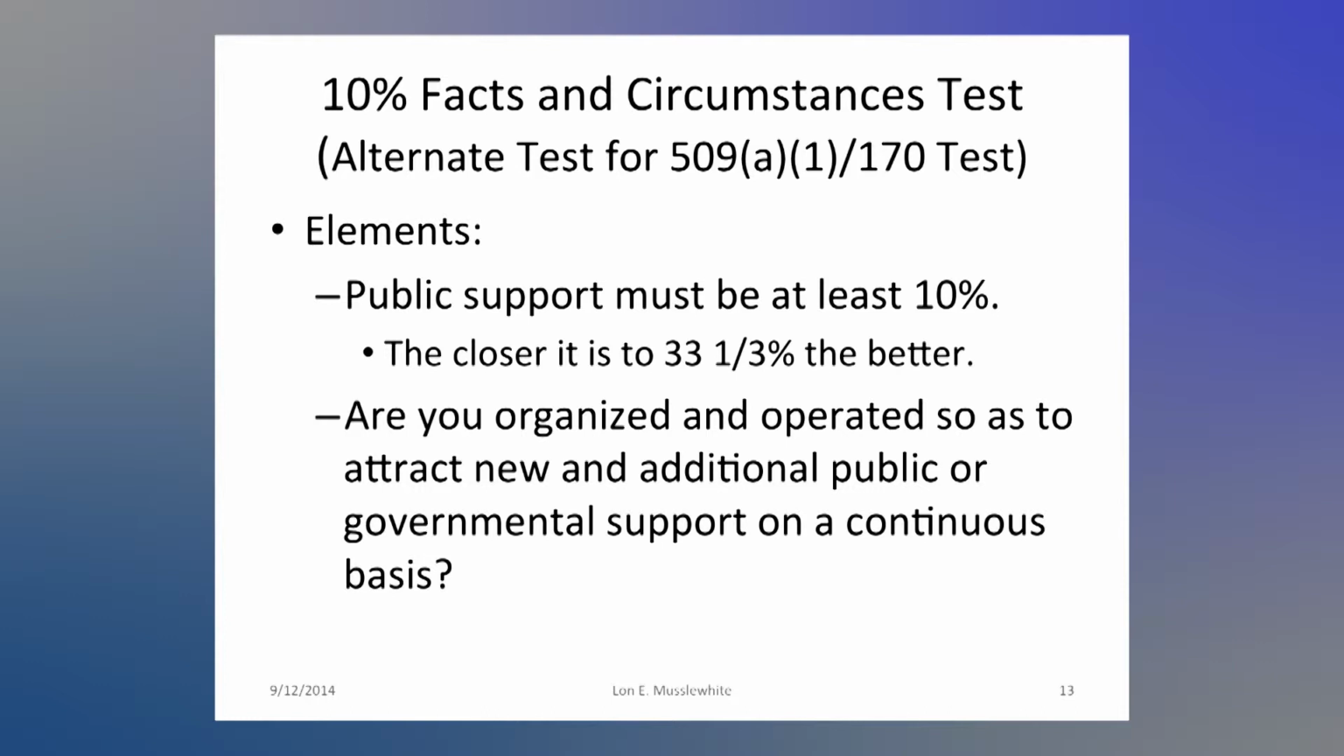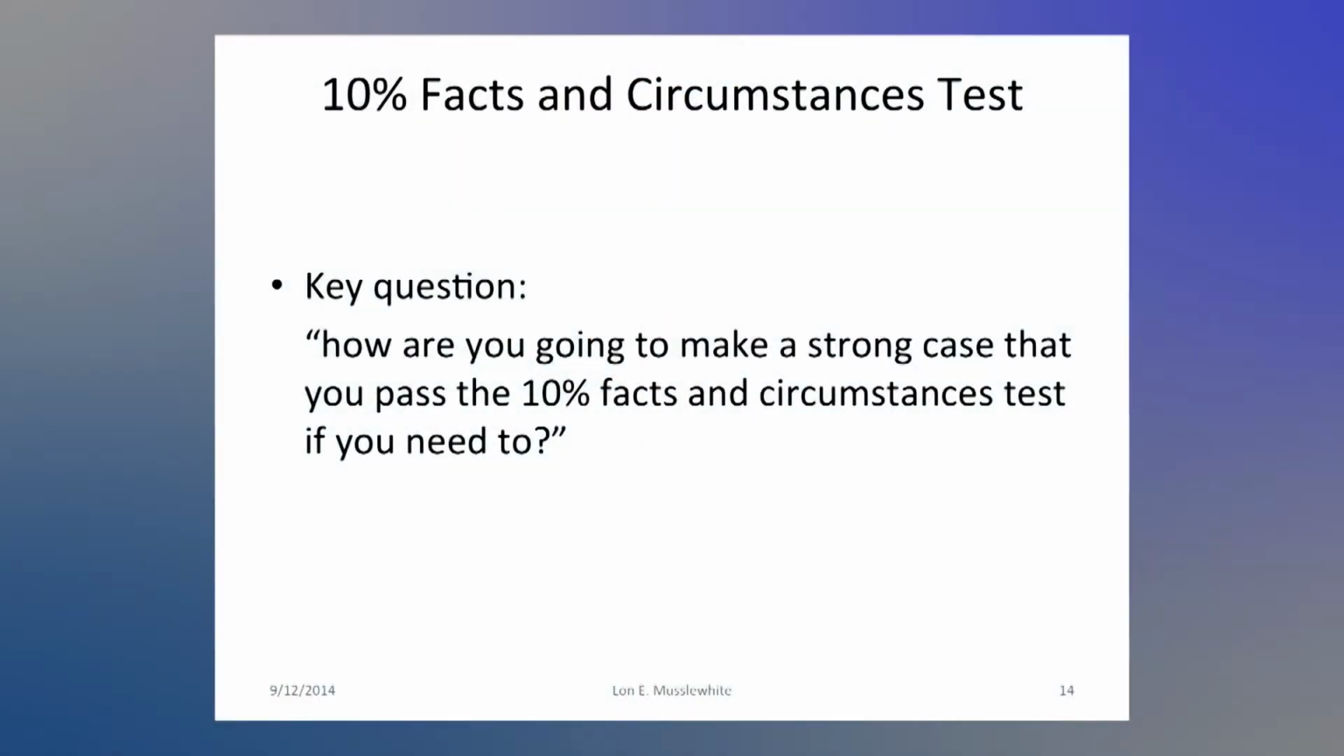And the facts and circumstances are addressing the question, are you organized and operated so as to attract new and additional public or governmental support on a continuous basis? And if you look at the regulations and in the instructions to the Schedule A of the 990, you'll see that there are a lot of different ways in which the IRS phrases that question and points to different facts and circumstances that are significant and which you should pay attention to.